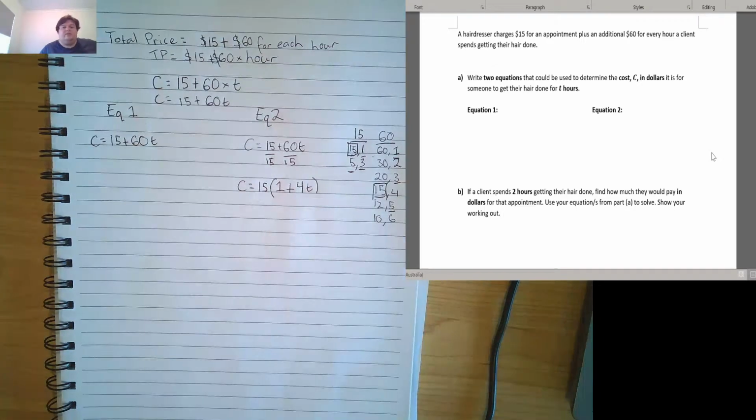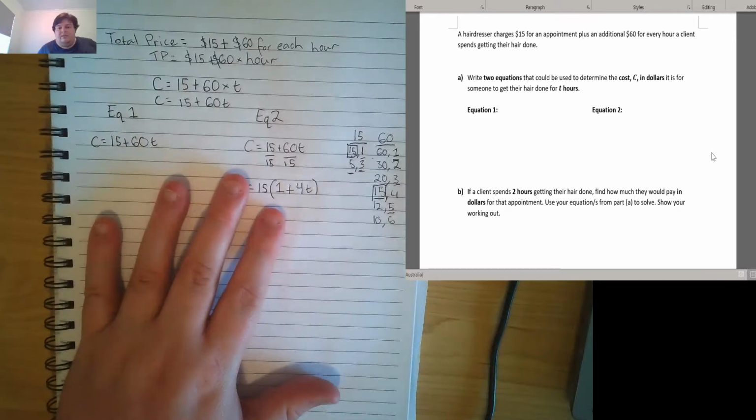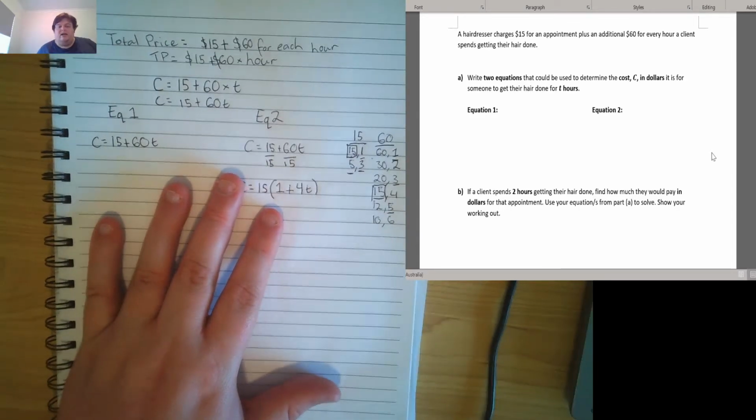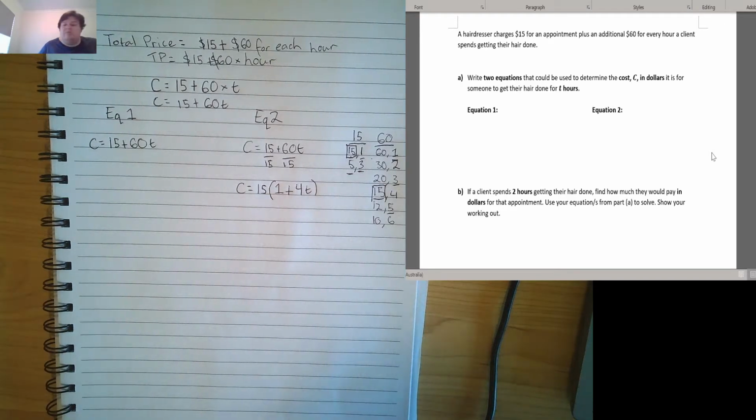Right? So they're my two equations, and they work out exactly the same way. It's just, I guess, written in a different form. Okay, so there are our two equations.